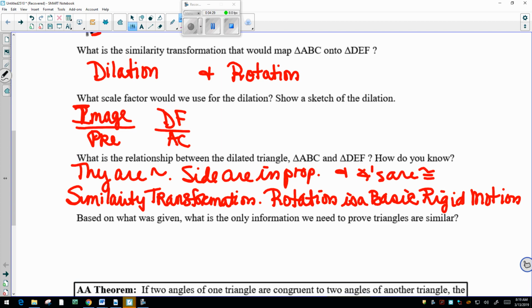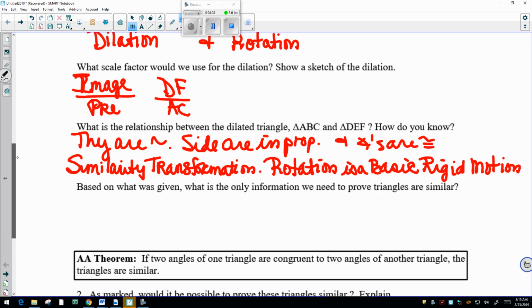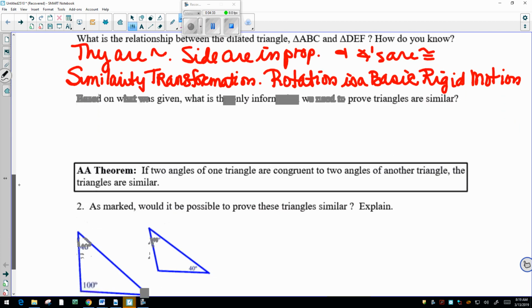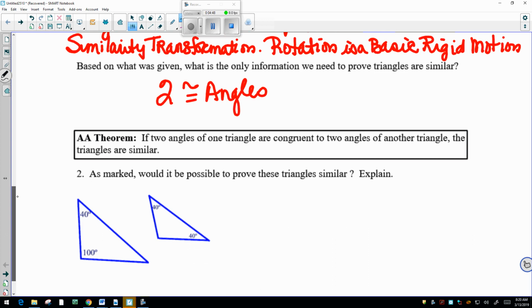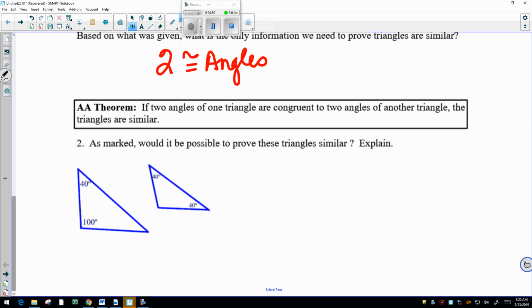Okay, so again, going back to, well, what were we given? What did we need to prove them similar based on what was given? The only information we needed to prove them similar is we needed two congruent angles, which brings us up to this angle-angle theorem. So the angle-angle theorem states that if I have two angles of one triangle and they're congruent to two angles of another, the triangles are similar. So here's a way that I could prove triangles similar.